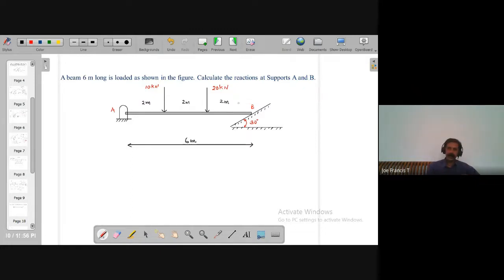You're asked to find the reactions at supports A and B. Just try to do it as homework. As a hint, A is a hinge support, right? So there we'll have both a vertical reaction and a horizontal reaction. That is the special feature of a hinge support.